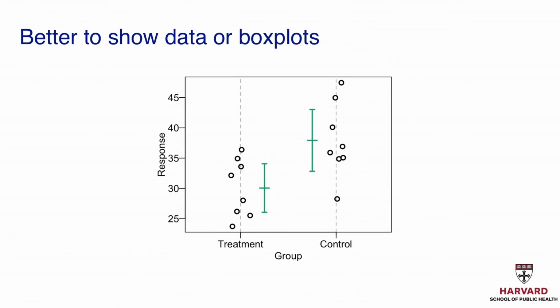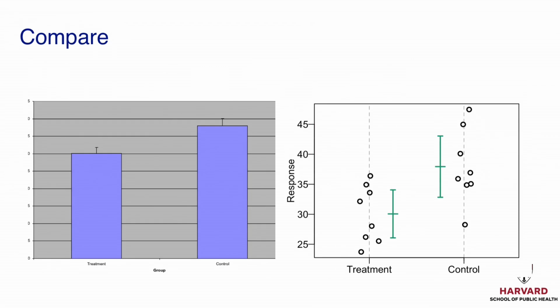So you can actually see the spread of the data that you collected. Here's a comparison. You can see how much more we learn from the figure on the right than from the figure on the left. Another problem with the figure on the left is that it starts at 0, so you have all this space that is actually not necessary to represent what's going on.